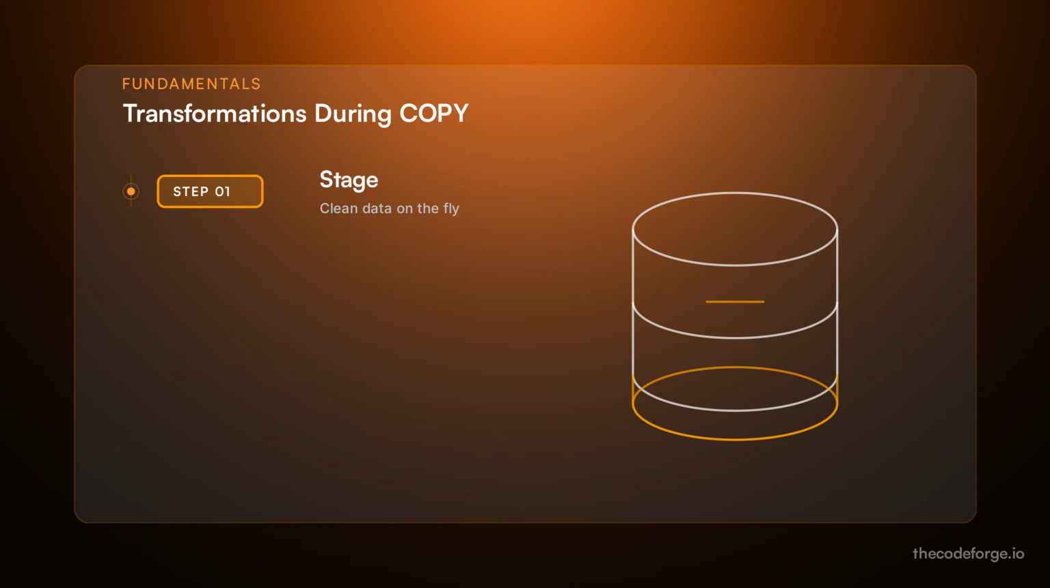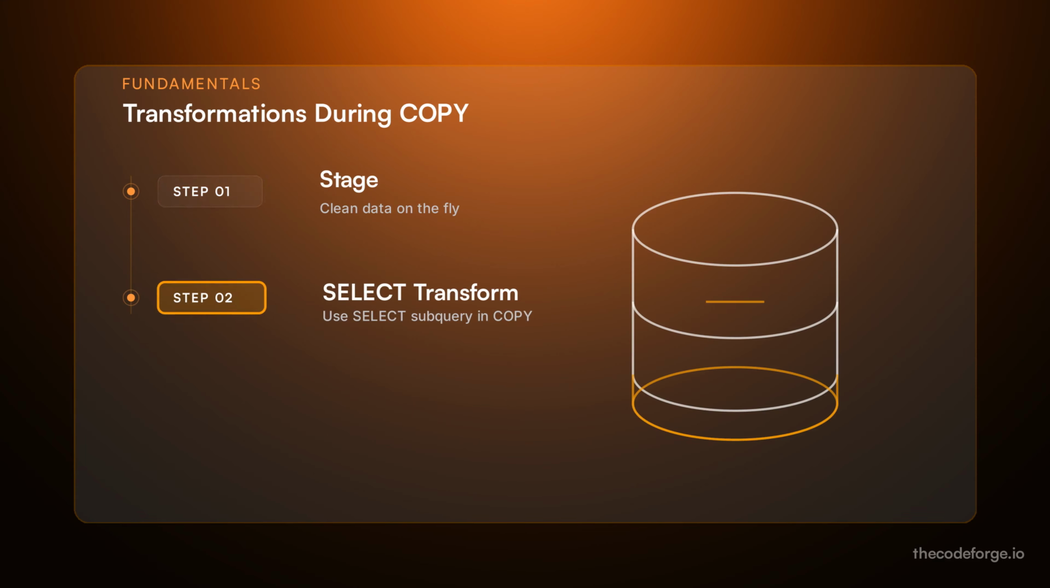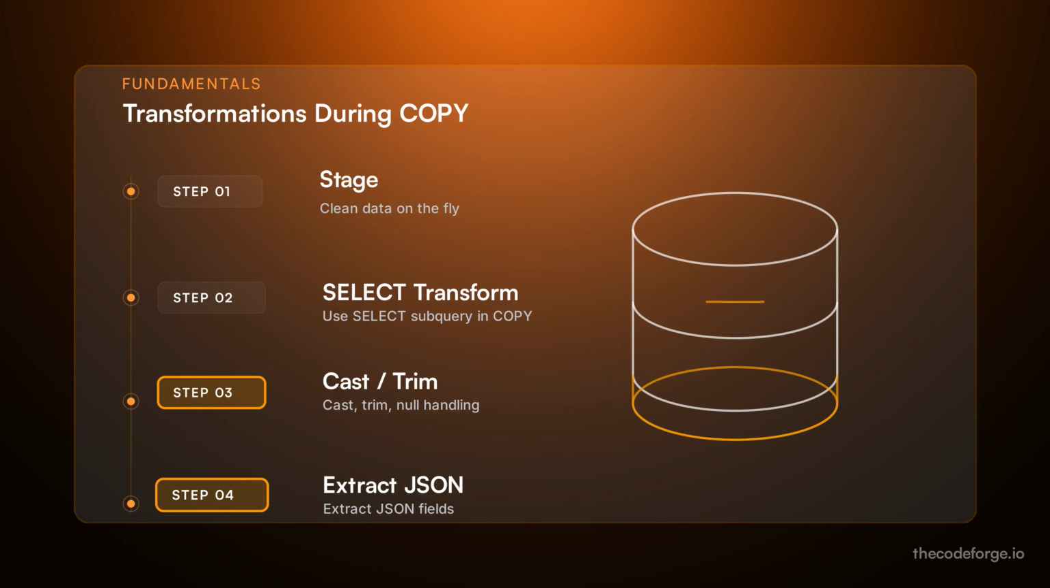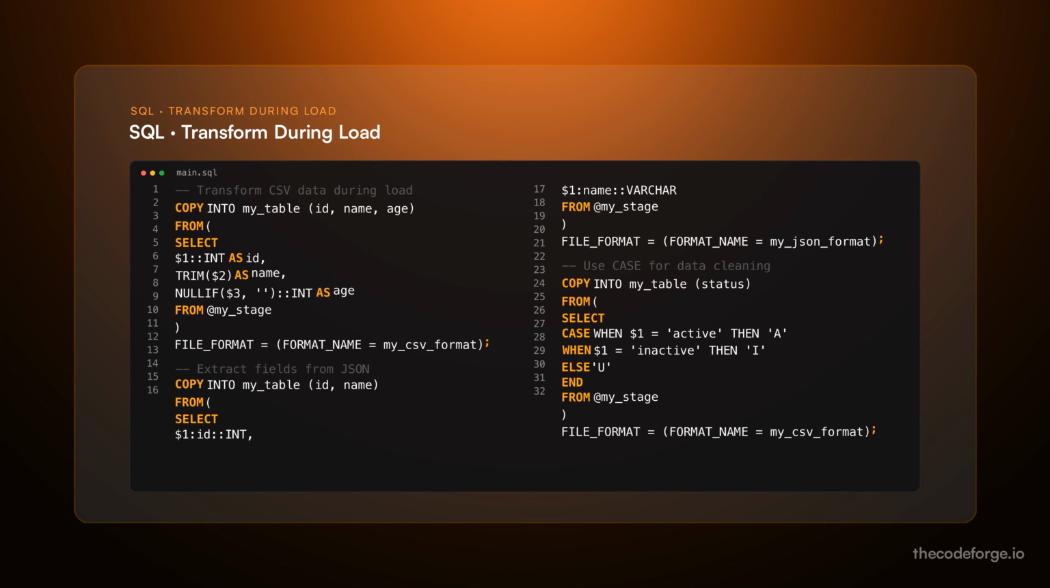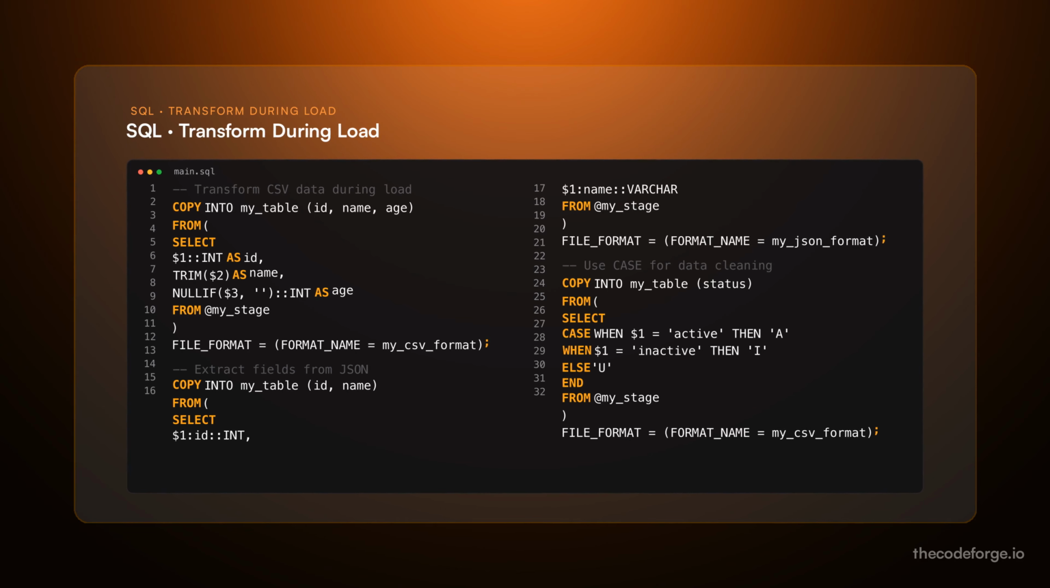Why load dirty data? Land it in a stage, then transform it on the fly with a select subquery inside your copy into. Cast types, trim strings, and extract JSON fields mid-flight. Skip the post-load cleanup entirely. We're casting ints, trimming strings, using NULLIF for empty values, and plucking keys from JSON with colon notation. Even a case for status codes.